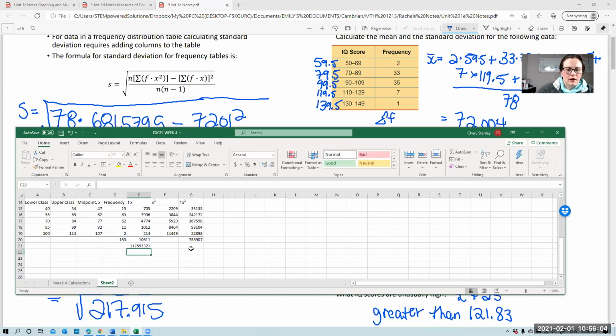Okay, and then I'm going to take... Okay, so hold on one second. I just need to write this formula down.